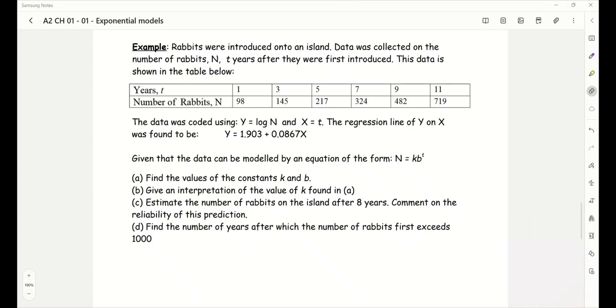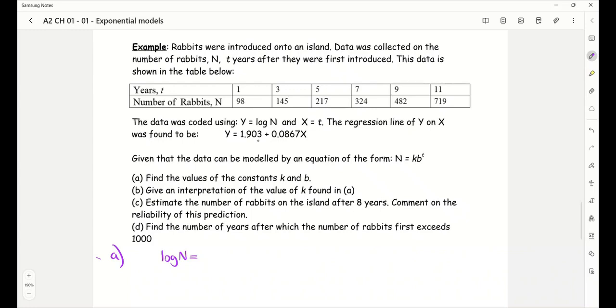Okay, so the first thing to consider is that our data's been coded, and the equation we need doesn't have y or x, so we need some way of substituting in both n and t. So the first step is to look at what y equals. Y equals log n, so on this part we can just replace y with log n. We can then look at the next bit.